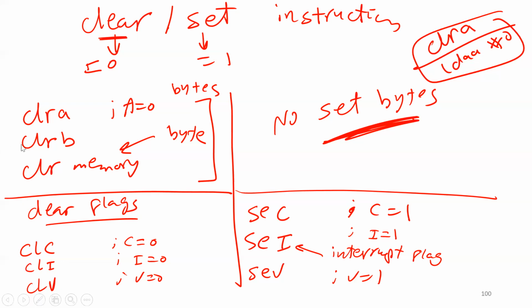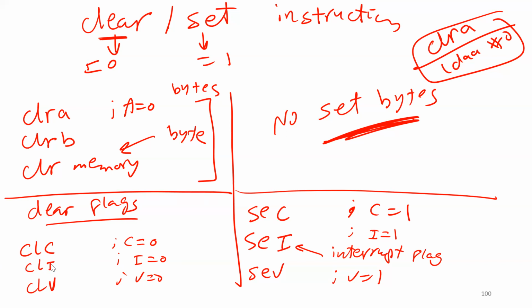So here we have clear A, clear B, clear memory location. Guys, we don't have a set instruction for registers. Now we also have clear for flags and we have set for flags. If you want to clear one flag or set some flags, you will understand later in this course why sometimes I need to set some flags, or sometimes I need to clear flags. For example, here we have clear C, the carry flag. After you execute this instruction, you actually clear the carry flag.